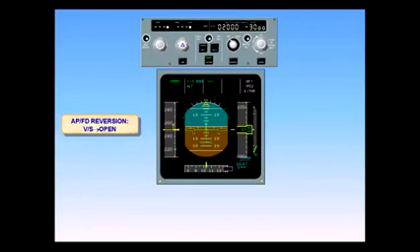Here's another example. We are descending at 3,000 feet per minute. The target speed is 250 knots, and the target altitude is below us. The high rate of descent causes the aircraft to accelerate.